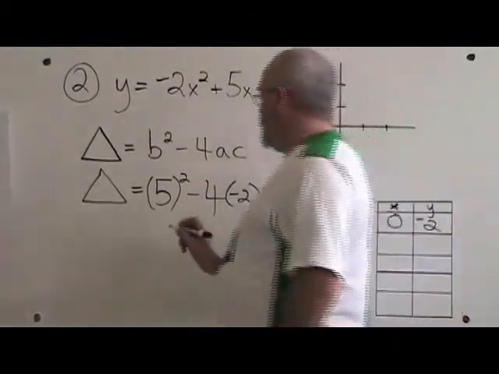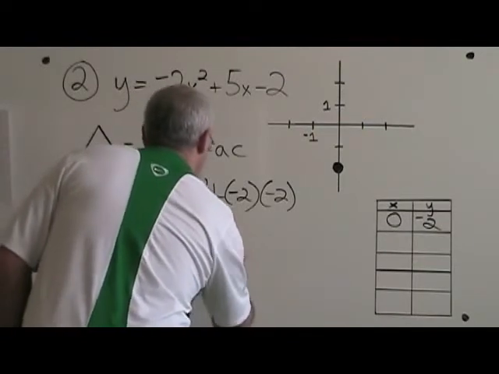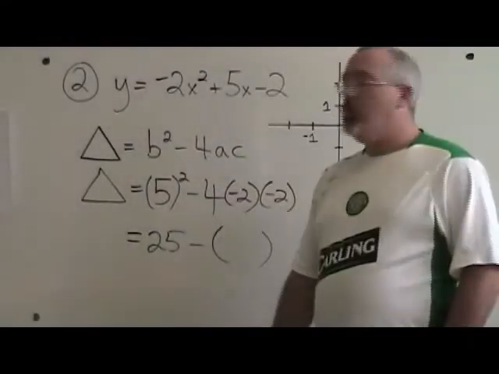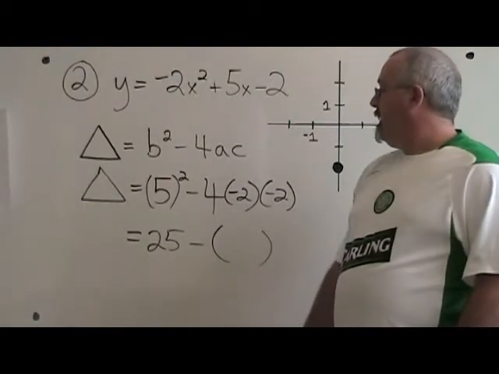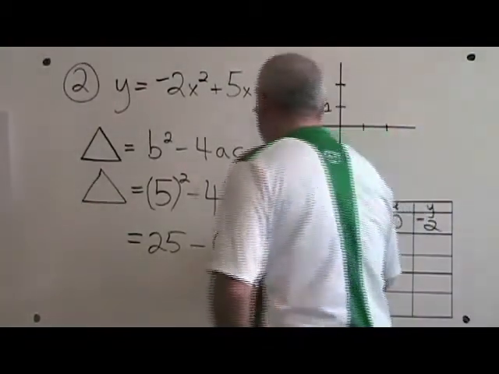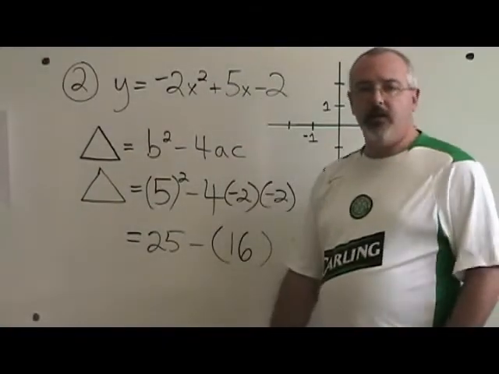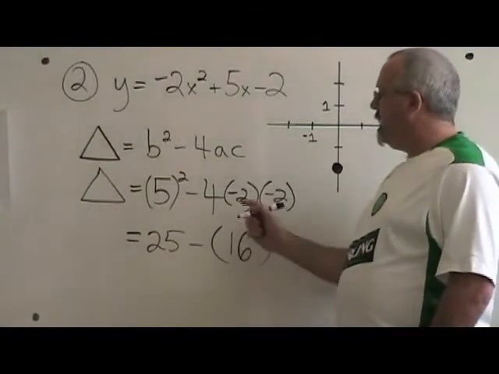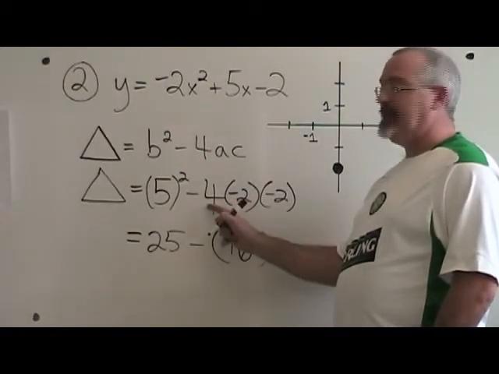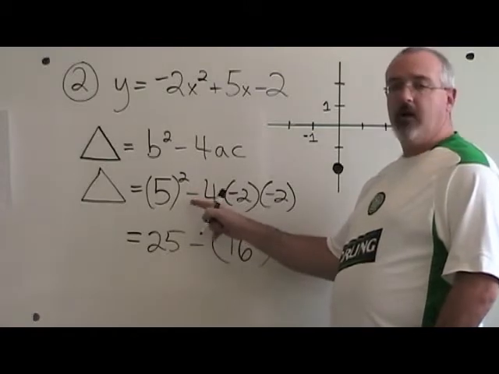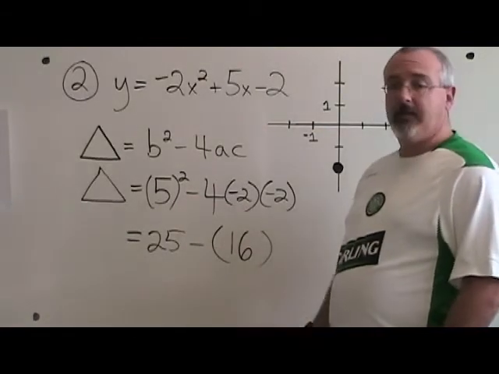5 squared is 25. And 4 times negative 2 times negative 2 is equal to 16. Be careful with your signs in this part of the process. Negative 2 times negative 2 is positive 4. Positive 4 times 4 is 16. This negative has not been dealt with yet. It's still here. 25 minus 16 is 9.